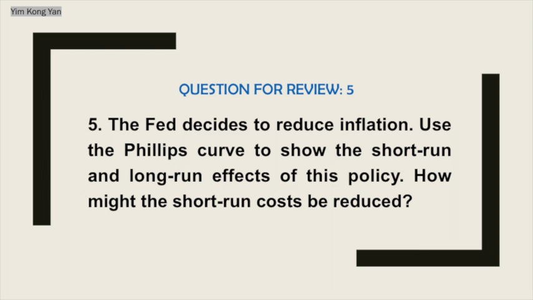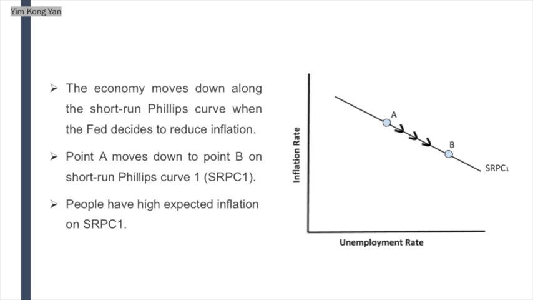Now I'm going to answer question 5 of questions for review. The Fed decides to reduce inflation. Use the Phillips curves to show the short-run and long-run effects of this policy. How might the short-run cost be reduced? The economy moves down along the short-run Phillips curve when the Fed decides to reduce inflation. The figure on the right shows that point A moves down to point B on short-run Phillips curve 1. People have expected inflation on SRPC1.